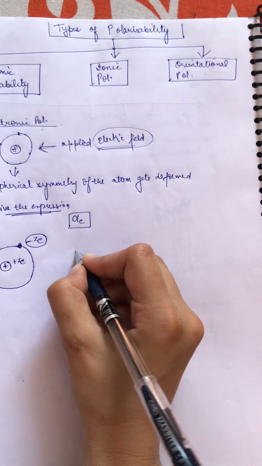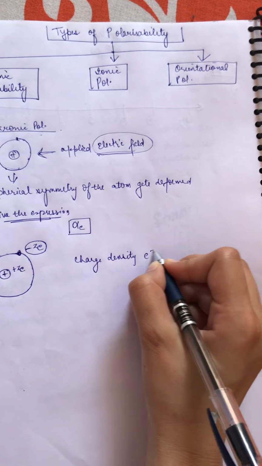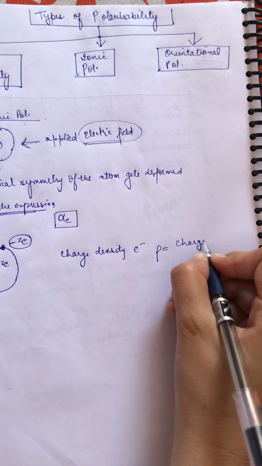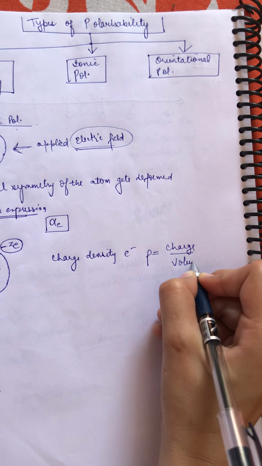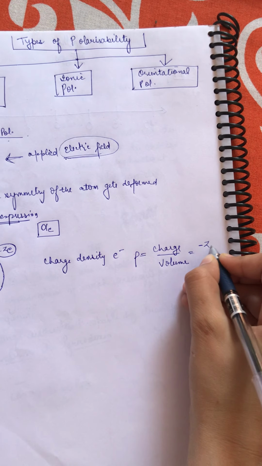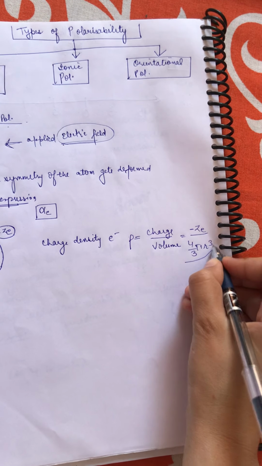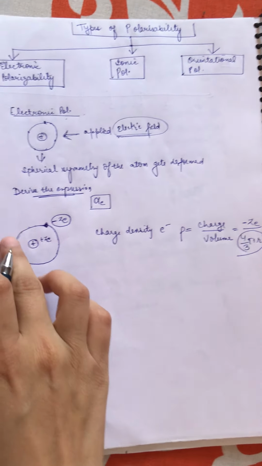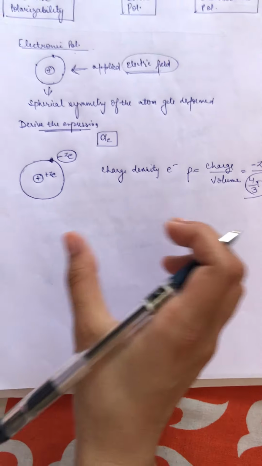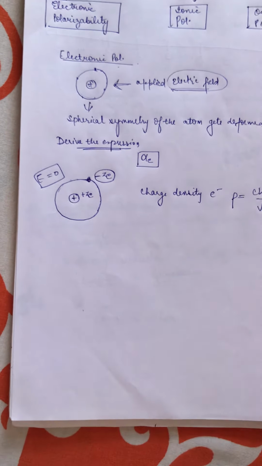In this condition, the charge density of the electrons is given by rho equal to charge upon volume. Here charge is minus Ze, so it will be minus Ze upon 4/3 pi r cube, which is the volume of a sphere, since the electronic cloud is in the form of a sphere. This was the situation when the electric field is 0.